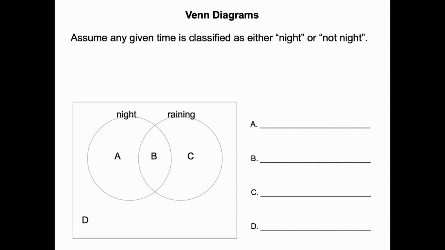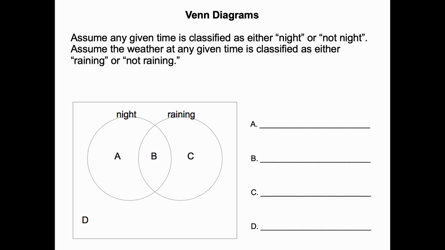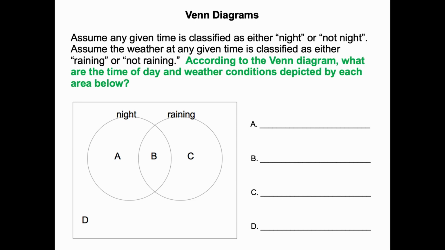In this example, assume any given time is going to be classified as either night or not night. And the weather will be classified as either raining or not raining. According to the Venn diagram, what are the time of day and weather conditions depicted by each area below?